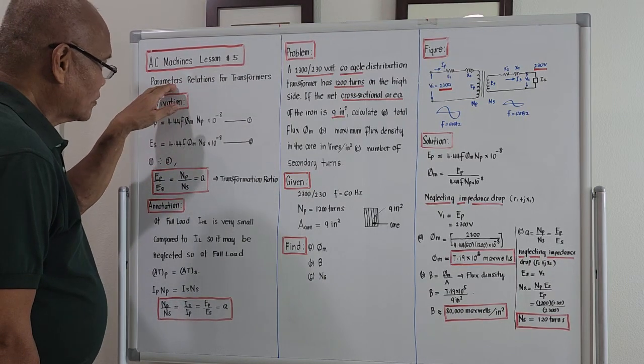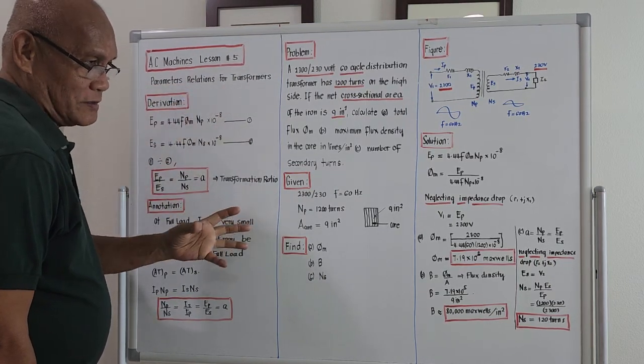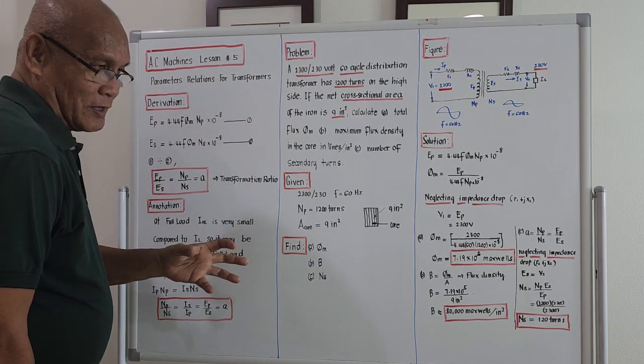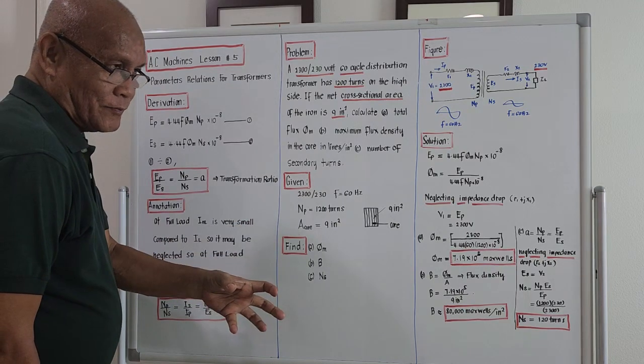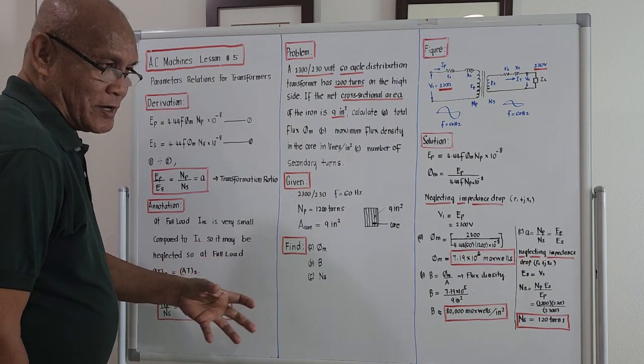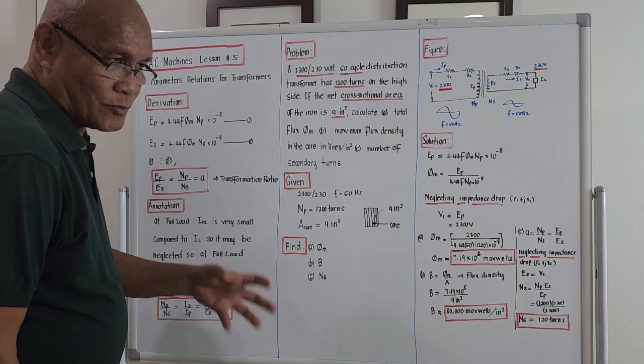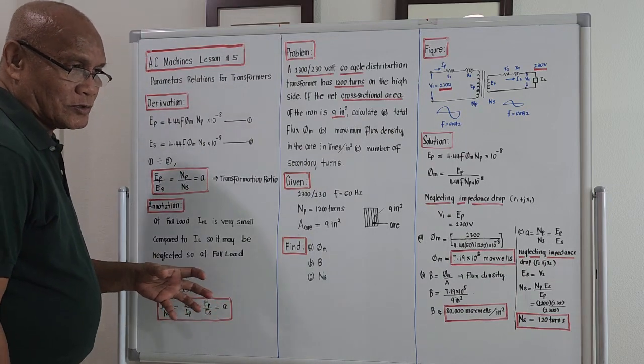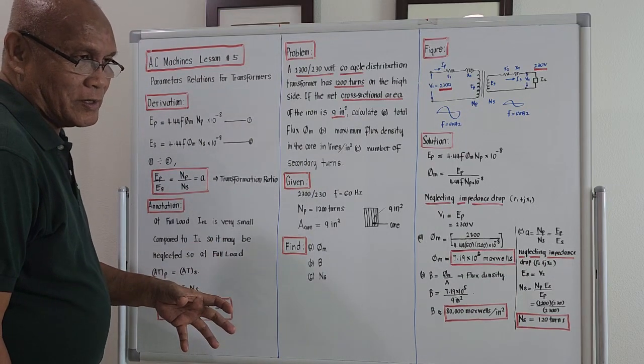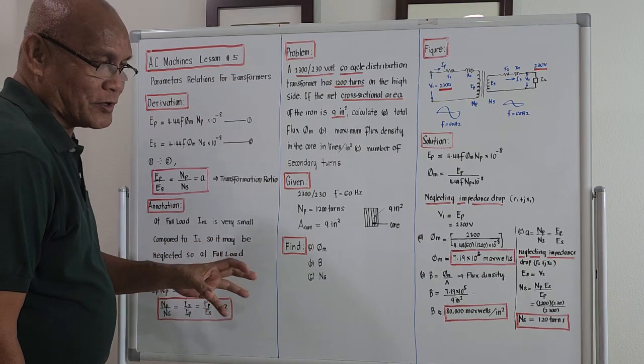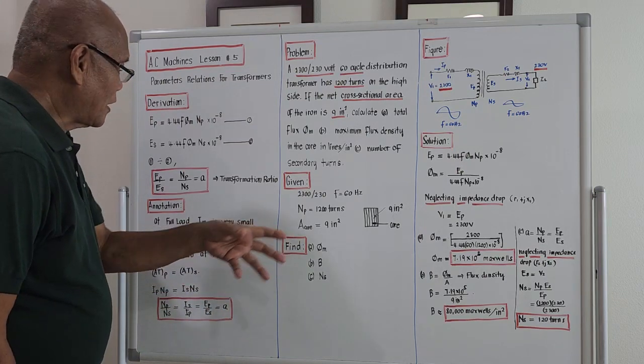So, parameters relations, meaning it is supposed to be in terms of an equation. Because in the design or calculation of transformers, there are equations which are needed, okay, in order for us to compute for a certain parameter. Okay, let's proceed.